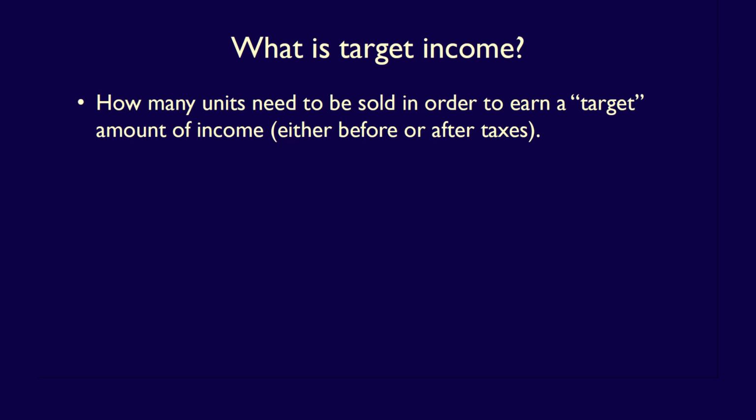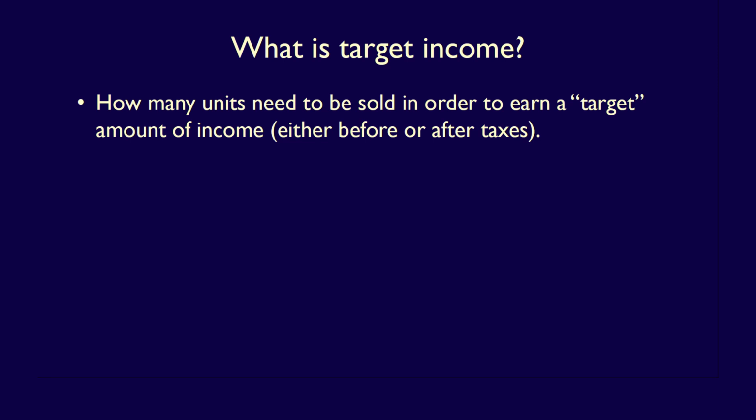CVP analysis allows managers to determine what they have to sell in order to earn a target amount of income, either before tax income or after tax income, also called net income. Although the break-even point is important for management to understand, managers do not want to end up at the break-even point because that means that their operating income is zero.